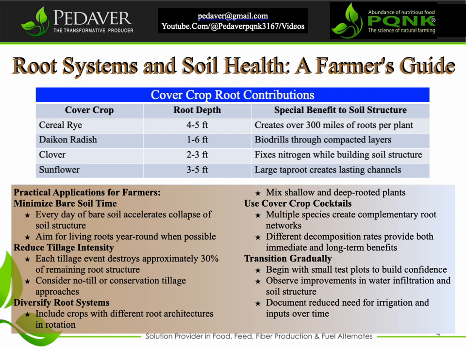Cover crop root contributions. Cover crop, root depth, special benefit to soil structure. Cereal rye: 4 to 5 feet, creates over 300 miles of roots per plant. Daikon radish: 1 to 6 feet, biodrills through compacted layers. Clover: 2 to 3 feet, fixes nitrogen while building soil structure. Sunflower: 3 to 5 feet, large taproot creates lasting channels.